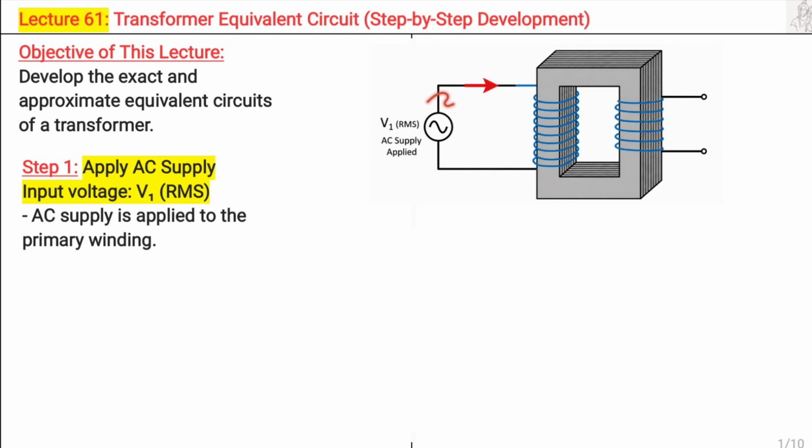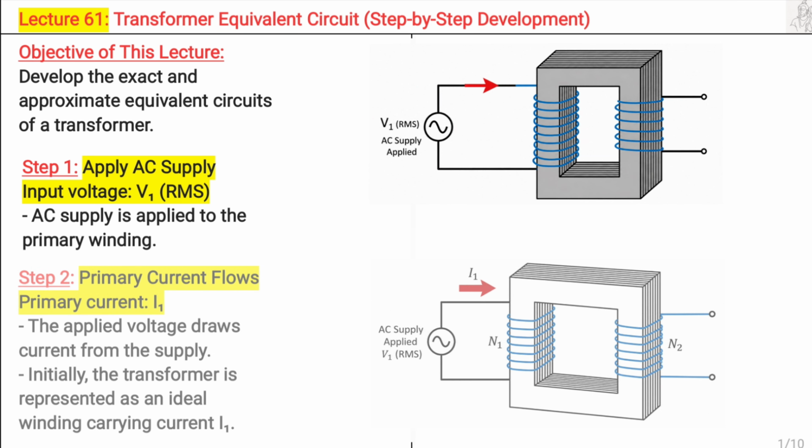In step 1, we first apply AC voltage to the primary, which can be shown like this. In the second step, due to this AC input, the current I1 will start to flow through the primary winding, which can be represented like this.